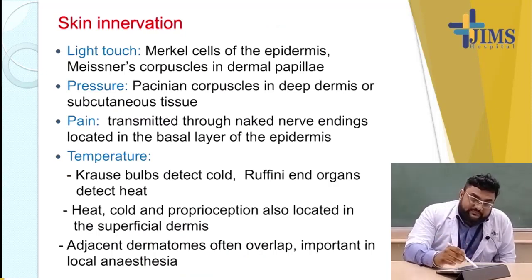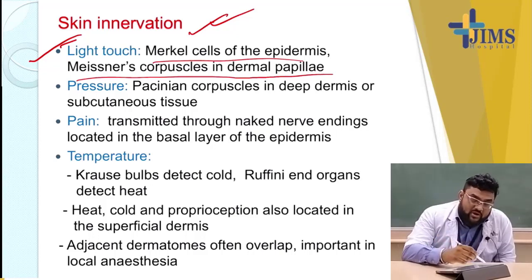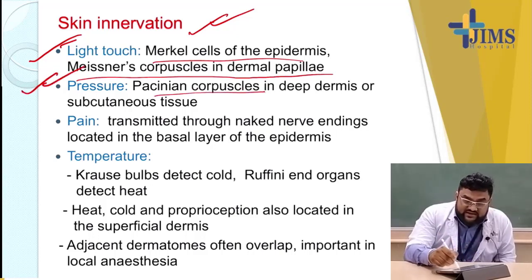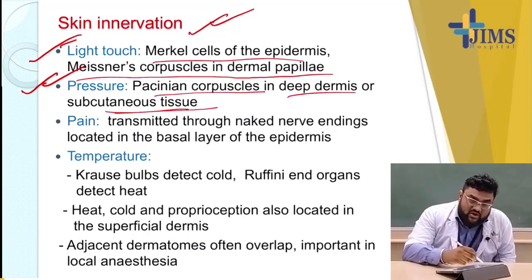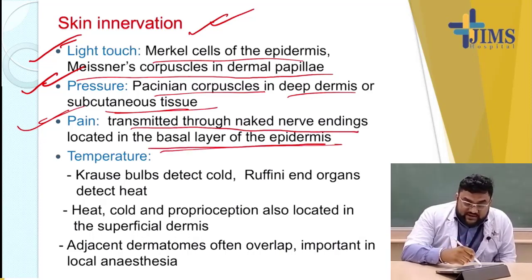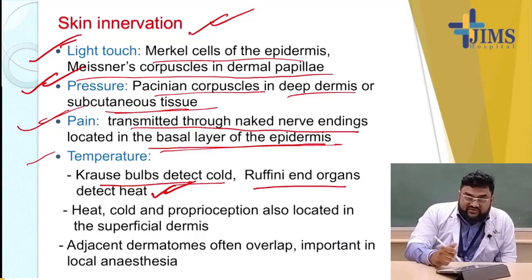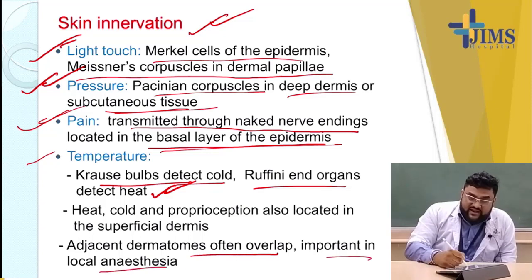What is the skin innervation by the nerves? For light touch, we have Merkel cells of the epidermis and the Meissner's corpuscles in the dermal papillae. For pressure, we have Pacinian corpuscles in the deep dermis or the subcutaneous tissue. Pain is transmitted through the naked nerve endings located in the basal layer of the epidermis. For temperature, we have the Krause end bulbs which detect cold, and the Ruffini end organs which detect heat. Heat and cold receptors are also located in the superficial dermis. Adjacent dermatomes often overlap, and this is important in local anesthesia.